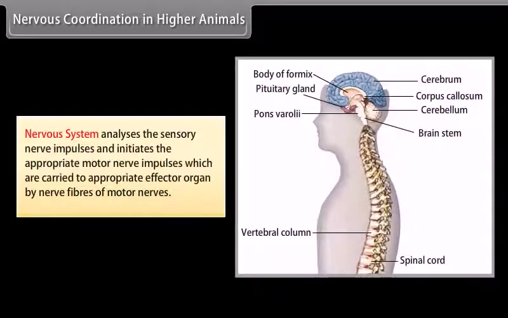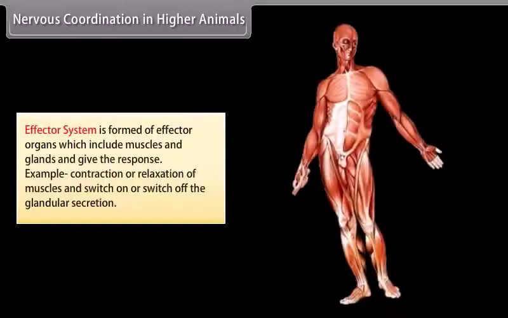The nervous system analyzes the sensory nerve impulses and initiates the appropriate motor nerve impulses, which are carried to the appropriate effector organ by nerve fibers of motor nerves. The effector system is formed of effector organs, which include muscles and glands, and give the response. Example: contraction or relaxation of muscles and switching on or off of glandular secretion.